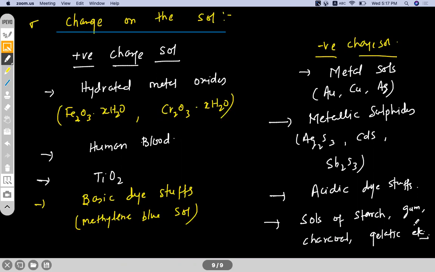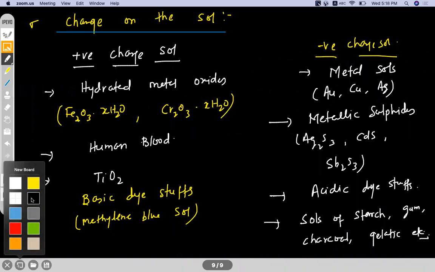Okay, we know the reason of this charge, that is the adsorption of common ion. We have other reasons also given, but this one that I have told you, the adsorption of common ion, is in general the most accepted reason, right? Why the sol has this kind of charges.